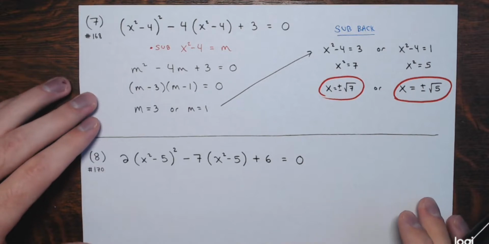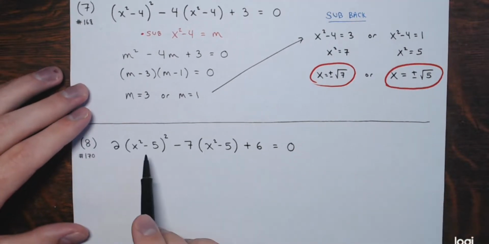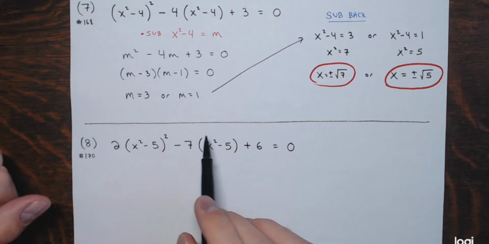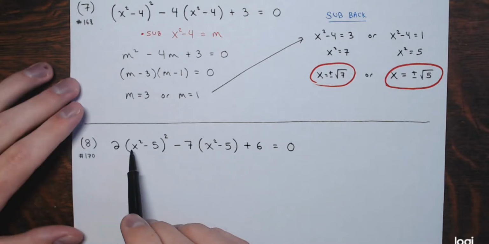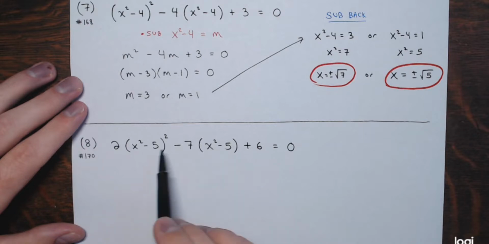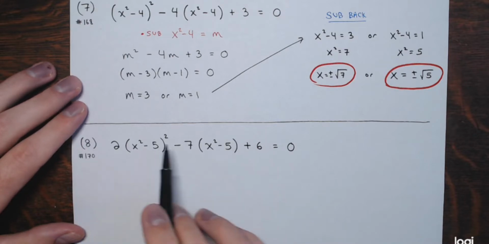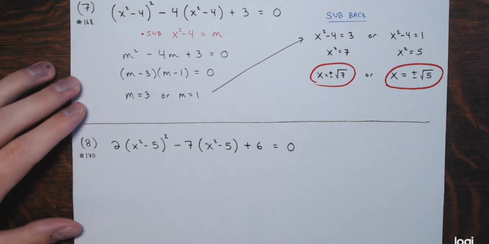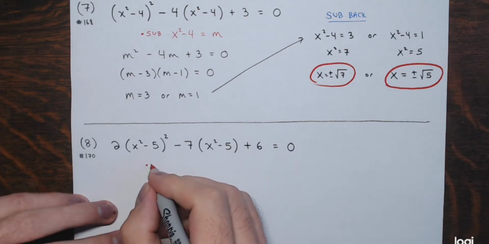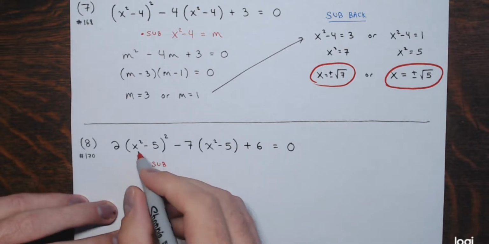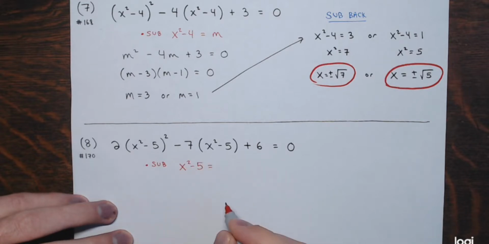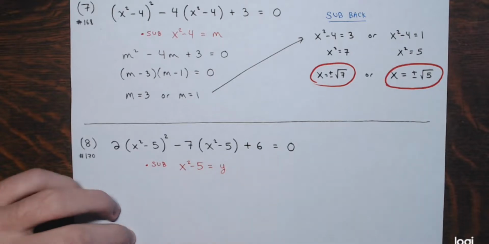Alright, question 8, very similar. Again, it's all set up where I have 3 terms on one side, 0 on the other, and they're in descending order by power. First term has some expression to the second. The next term has that same expression, x squared minus 5, to the first power. So definitely quadratic in form. So I'm again hoping that the substitution is obvious here. I would substitute for x squared minus 5. I'll replace it with y, right? Whatever, just some other letter.